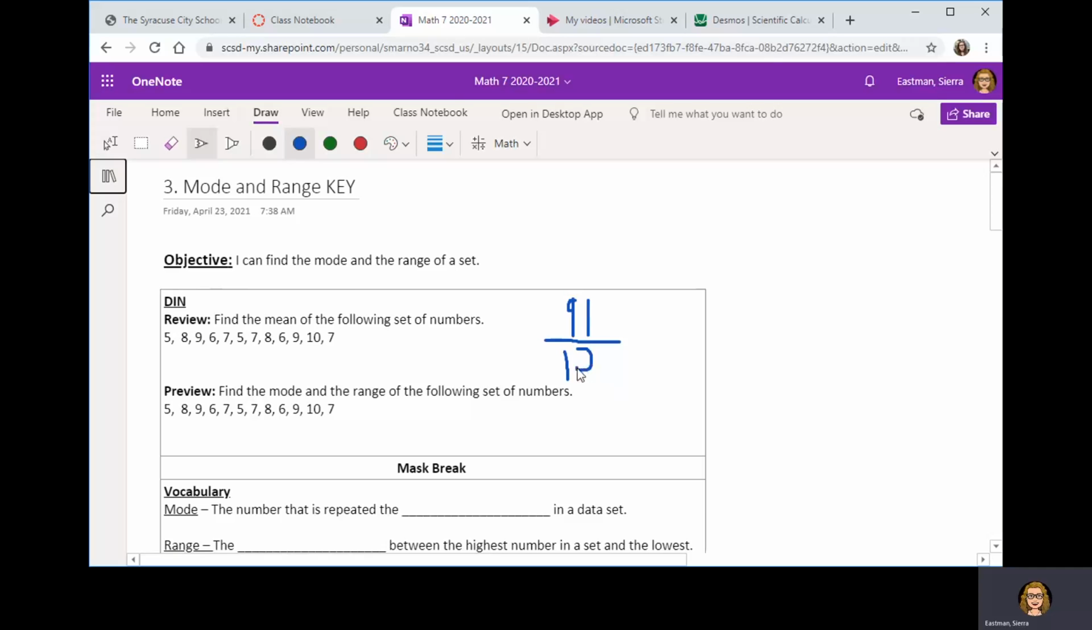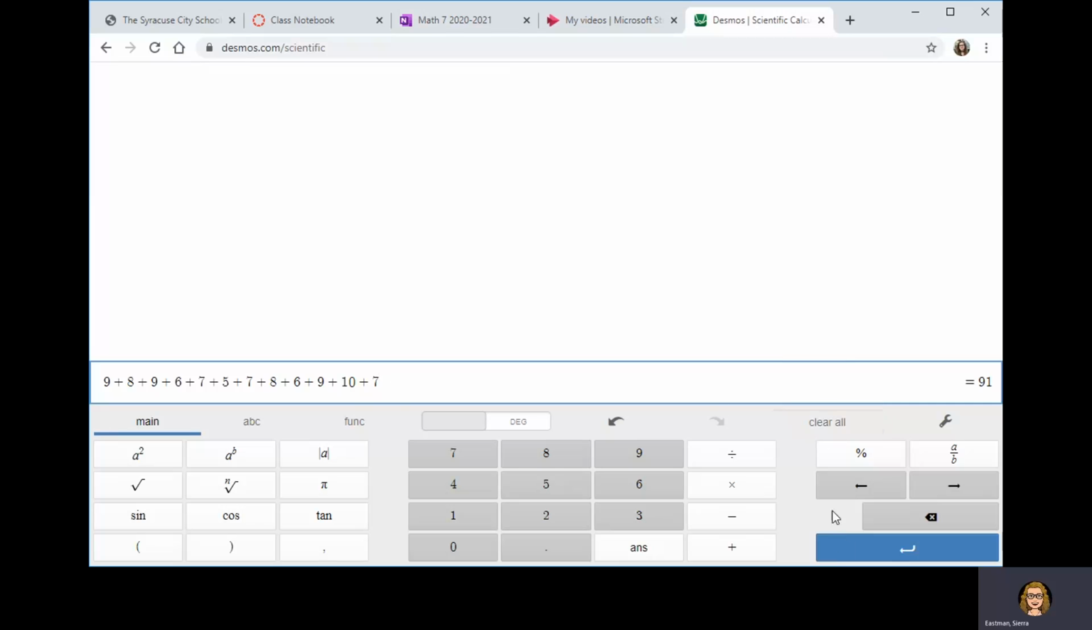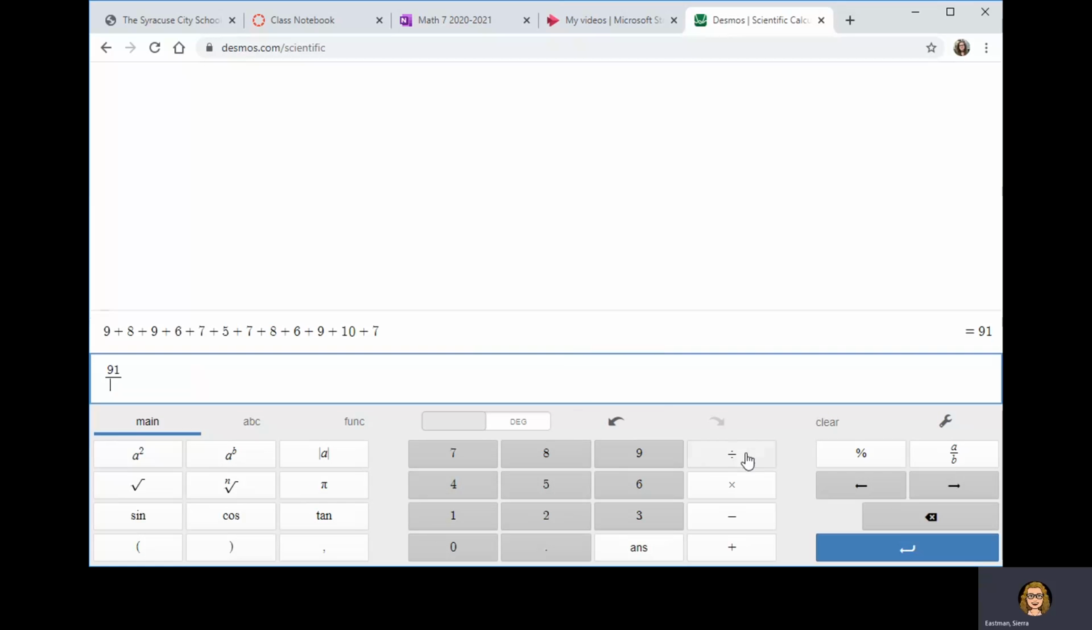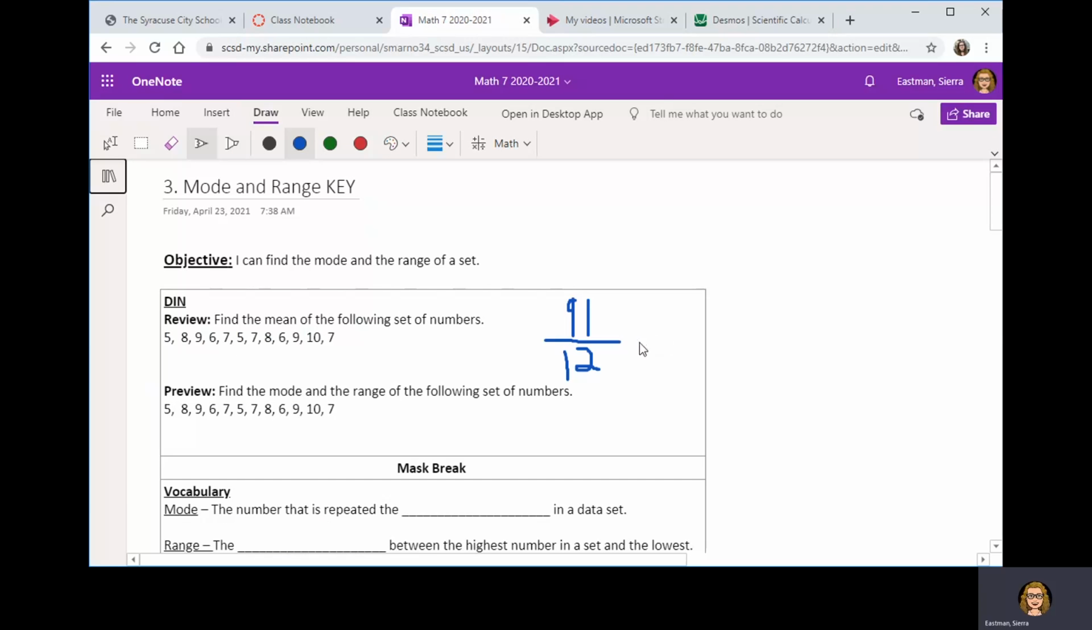91 divided by 12. And hopefully I didn't make any other mistakes when I put this over to Desmos here, but either way, if you got a different total, you'll write that down. And we are dividing by 12. And so our mean is 7.583 repeating, or I could round that to about 7.6.